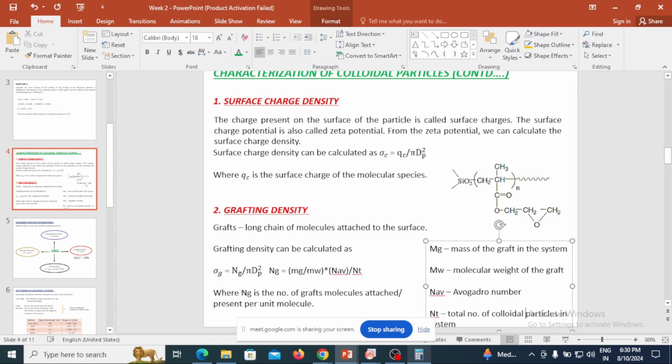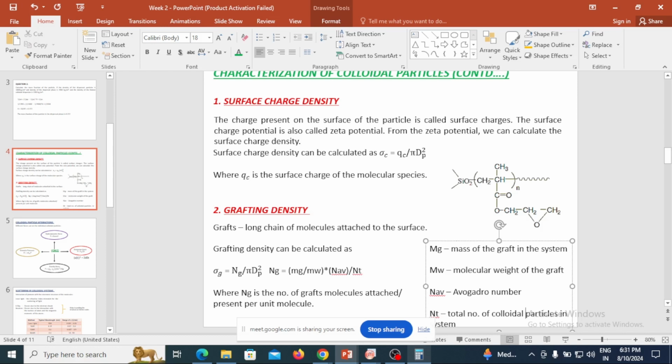Now you know Nt, NAV, Mw as well as Mg, where Mg is from your TGA experiment. So once you know this, you will be able to calculate your value of Ng. If you know Ng, and the diameter of the particle is given, you will be able to calculate the grafting density of your system. So this is about the surface charge density and grafting density and the overall characterization of your colloidal particle system.